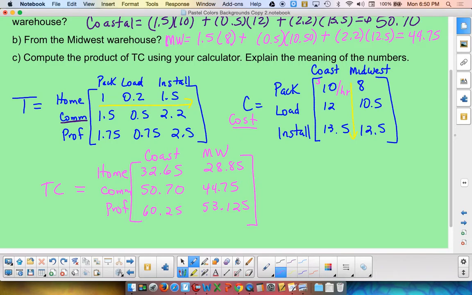So what's it telling you? By doing the entire matrix multiplication, we just found out that the cost for the full installation of a home pool table is $32.65 if you're on the West Coast. It's $28.85 if you came out of the Midwest warehouse. So then if I said, what does it cost to have a professional pool table installed in the Midwest region? You'd say $53 and 12.5 cents to be specific.